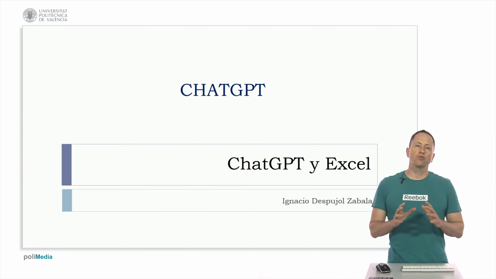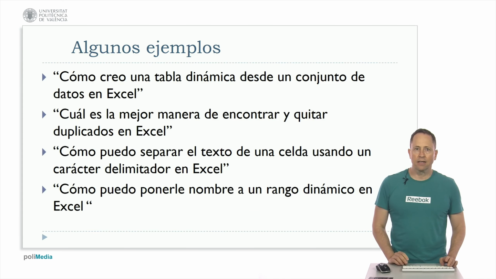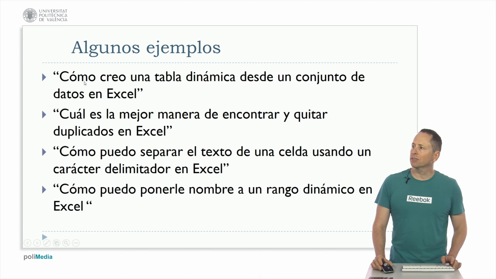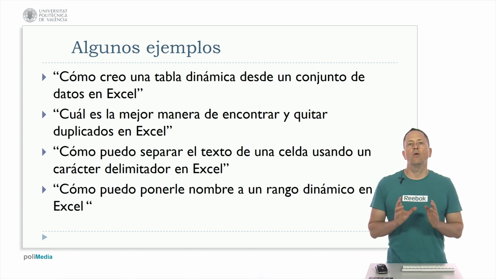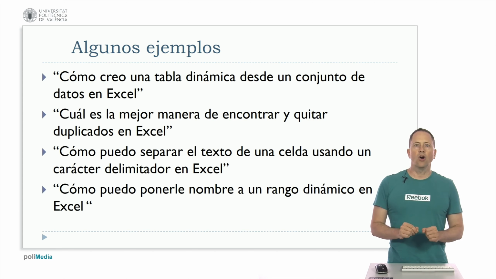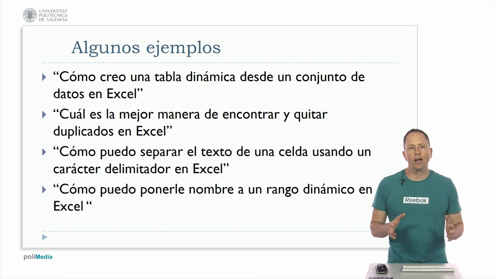Let's see how we can use ChatGPT to improve our productivity in Excel. The first thing is that we can ask it generic questions, like how to create a pivot table from a data set in Excel. What is the best way to find and remove duplicates in Excel? Or how can I separate text in a cell using a delimiter character in Excel? Or how can I name a dynamic range in Excel?